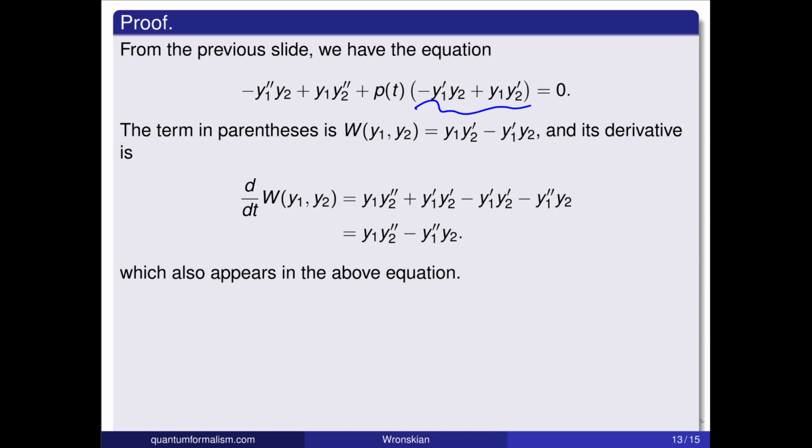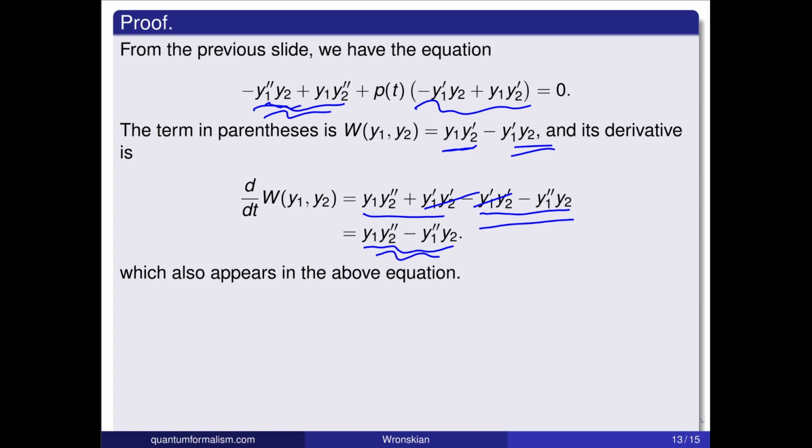And also, the other two terms that show up here are actually the derivative of the Wronskian. Right? If we take the derivative of the Wronskian, we have to use the product rule on both of these terms. So here we'll get y1, y2 double prime plus y1 prime, y2 prime. That's the derivative here. And then the derivative here we'll get minus y1 prime, y2 prime minus y1 double prime, y2, using the product rule there. And then these middle terms cancel. And so we're left with y1, y2 double prime minus y1 double prime, y2. And that's exactly what we have up here.